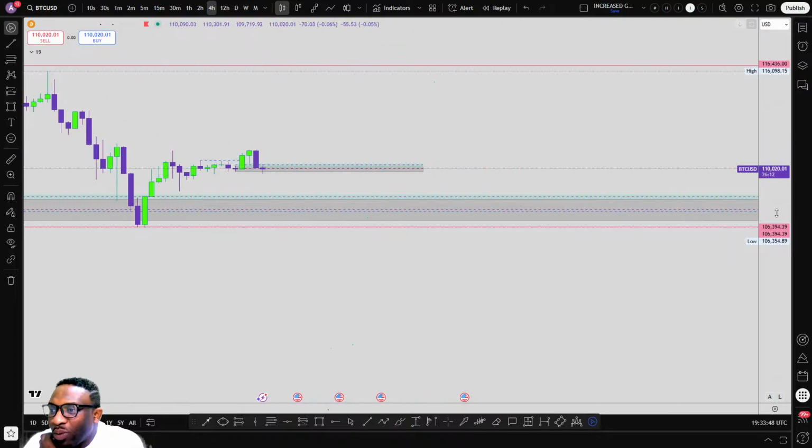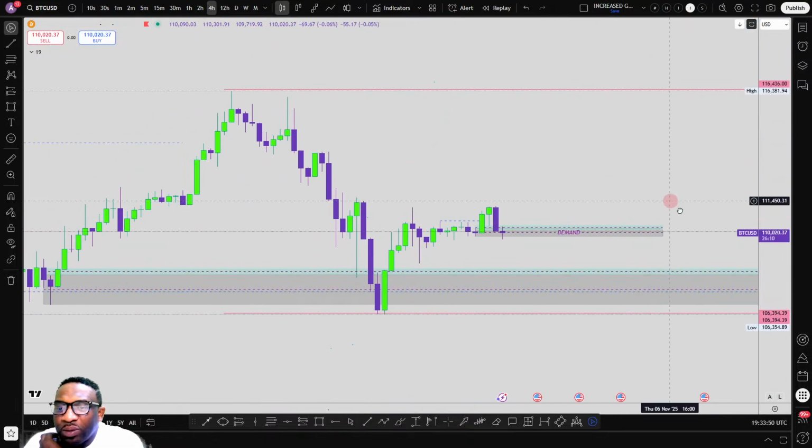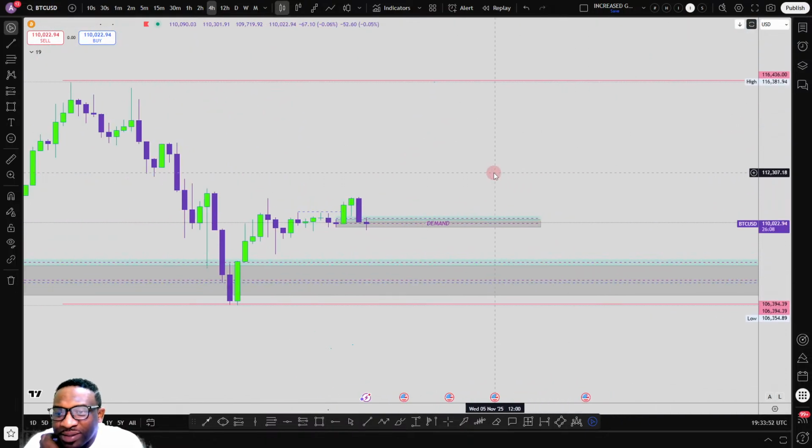So what I want to see on this particular price action here is, so long as we have price action contained within this bullish engulfing candle here, we are still good for the upside. But the moment we have price body closing below this, it becomes invalid.